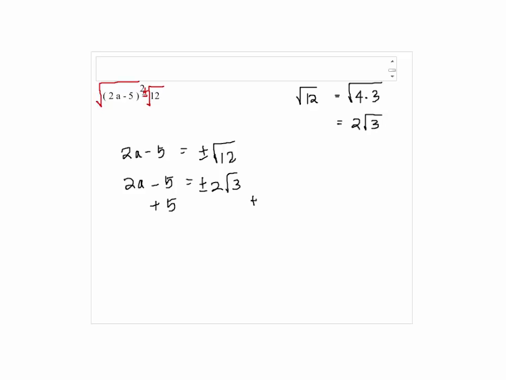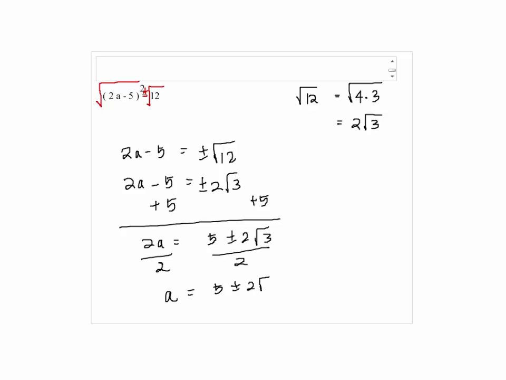To solve for a, we're going to add 5 on both sides. We have 2a equals 5 plus minus 2 radical 3. By dividing by 2, we get a equals 5 plus minus 2 radical 3 over 2 as the answer.